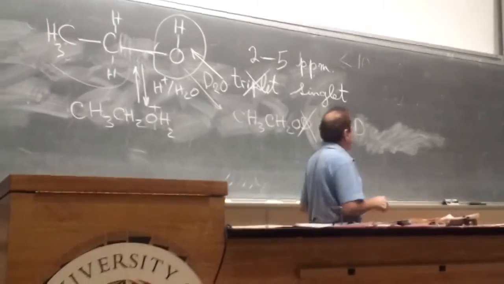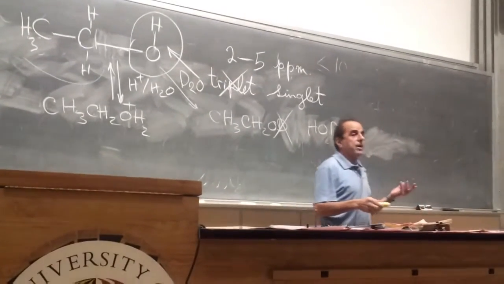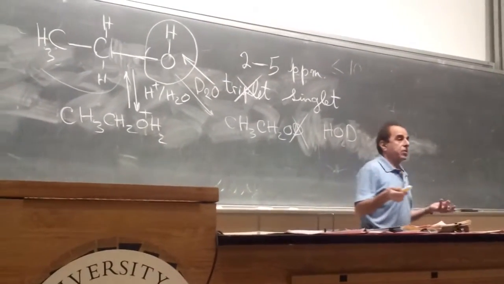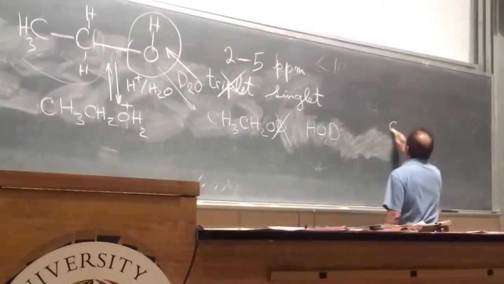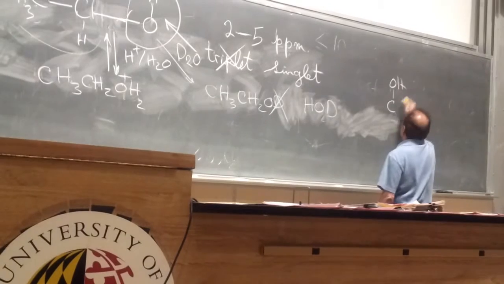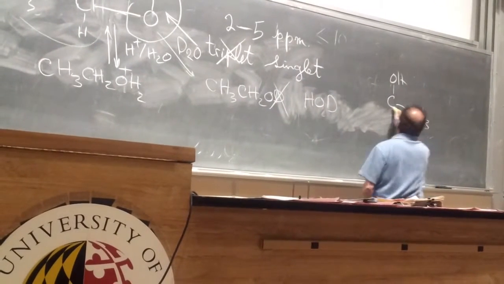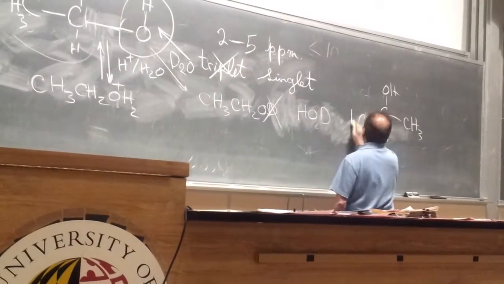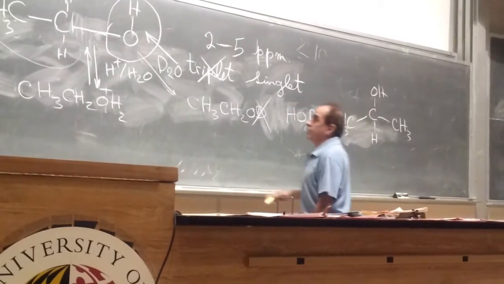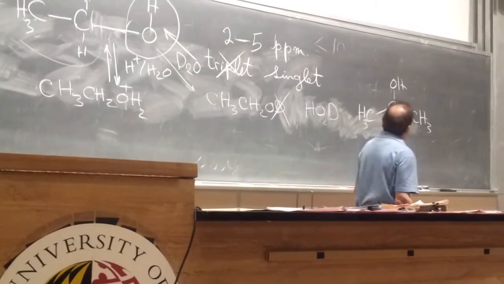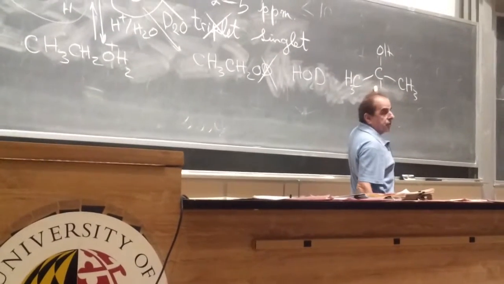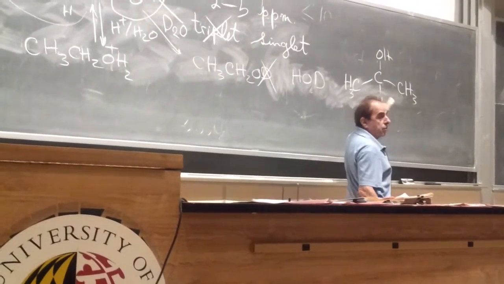Now, since we're talking about alcohol, how many types of alcohol can I have? I can have a secondary alcohol or tertiary alcohol. A secondary alcohol, for example, something like this. Remember, you already know the triplet and the quartet. I talked about the ethyl group. Now, what about the isopropyl group? This group is an isopropyl group.